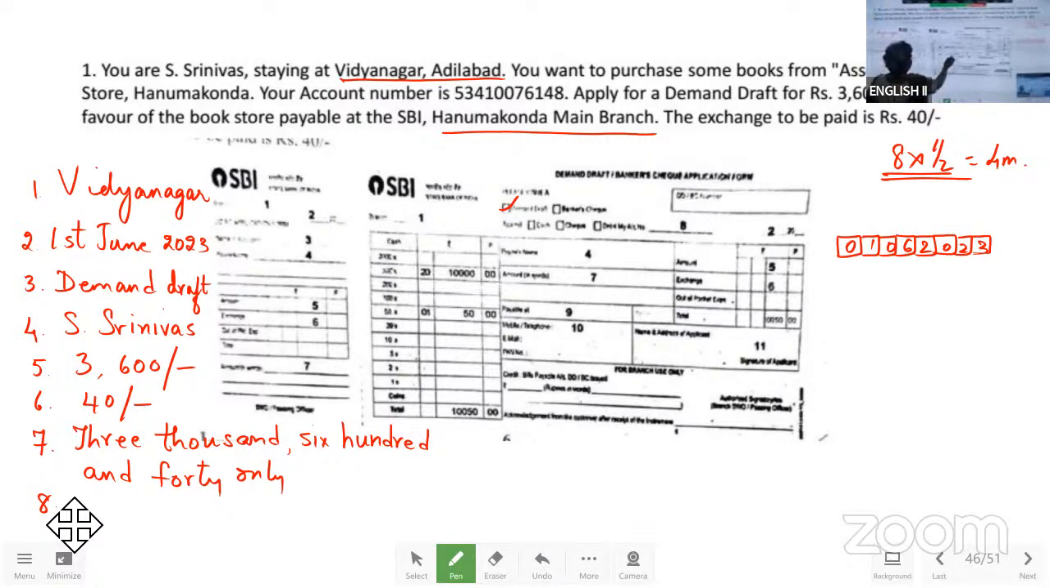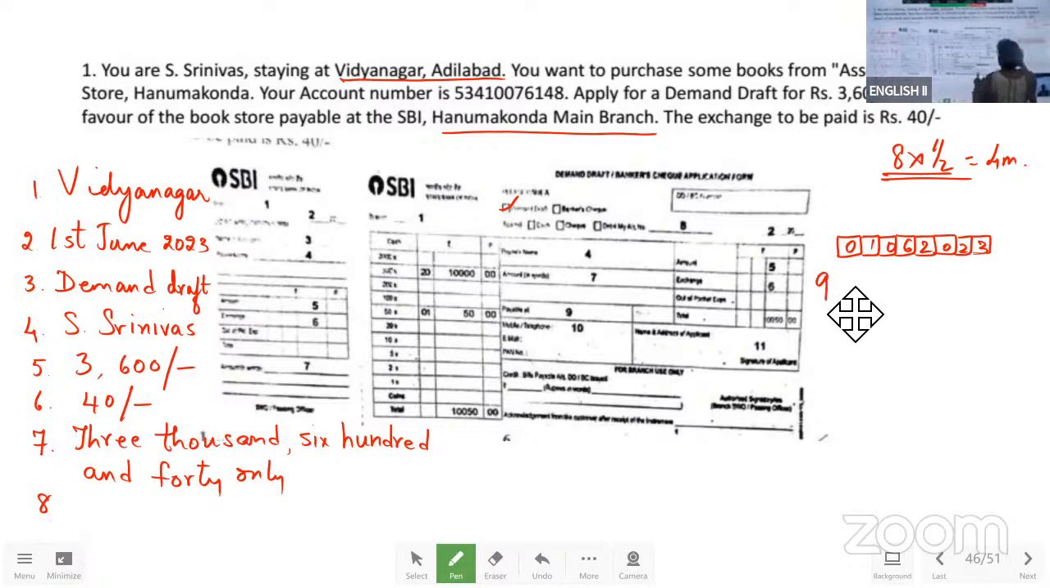Ninth is payable at. Payable at is, like I said, Hanamkonda main, if you write it's enough. Demand draft. Then where is 3? Payee's name is 4. You should be able to say what is written. Second, the answer. In the middle, there'll be answers. Okay. Ninth one, we'll get back to the eighth one.